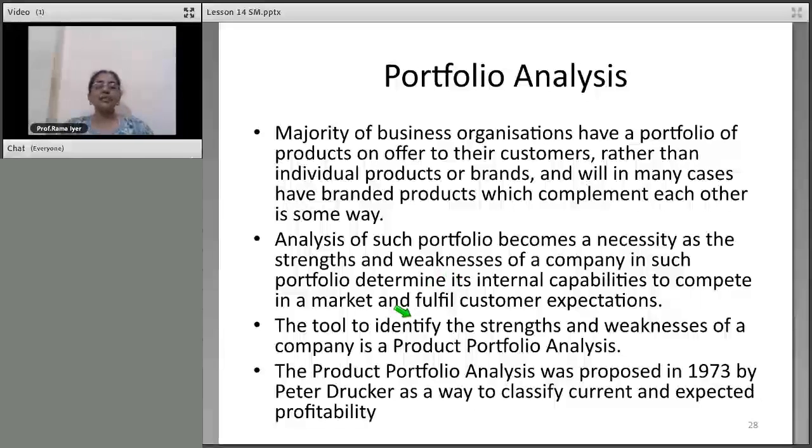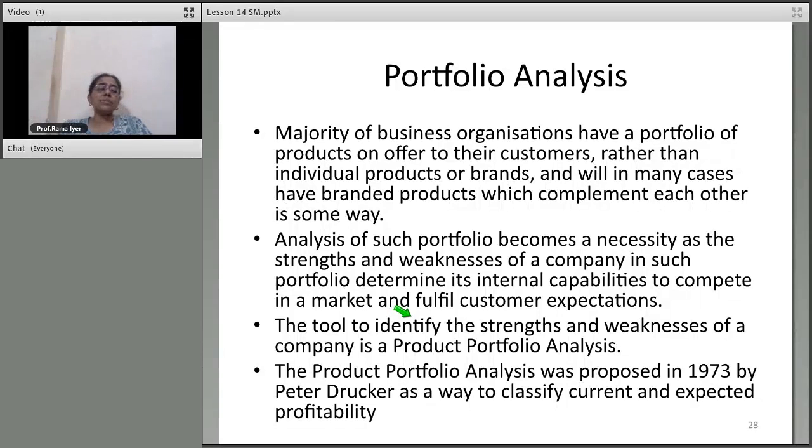Alright. So here what we are saying is a portfolio of products means some group of products which normally our businesses offer. They just don't offer one product, no? Rather than individual products of brands. So in many cases they are brand products which go with each other in some way, isn't it? So analysis of a portfolio means what? You have to find out the strengths and weaknesses of the company in such a portfolio and determine how good they are with respect to their customers, isn't it? Are with respect to their competitors and whether you are able to meet the customer expectations.